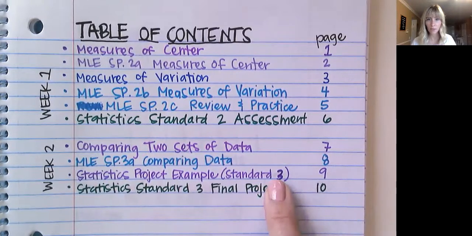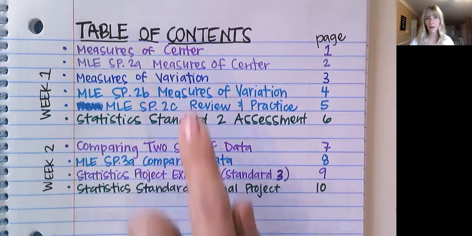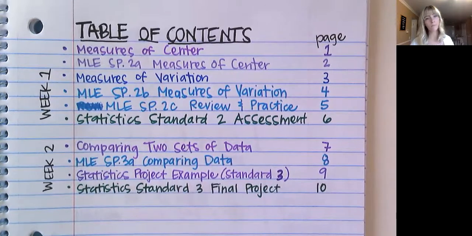Page 9 was the project example, standard 3, and page 10 was your final project, which you submitted to me, and I got to watch videos and see you guys, which is awesome. So make sure this is what you have in your table of contents so far. Week 2 was all about comparing. If I have 2 sets of data, how do I compare? And we're still going to do that a little bit this week.